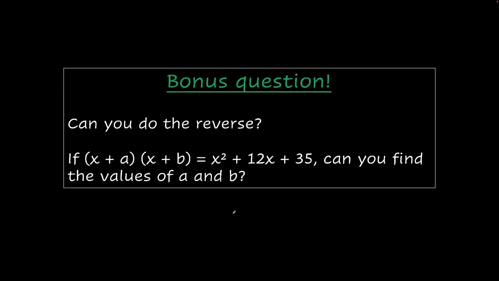And here's a bonus question. Can you do the reverse? If (x + a)(x + b) is x squared plus 12x plus 35, can you find the values of a and b? Give it a shot. I'll see you next time.